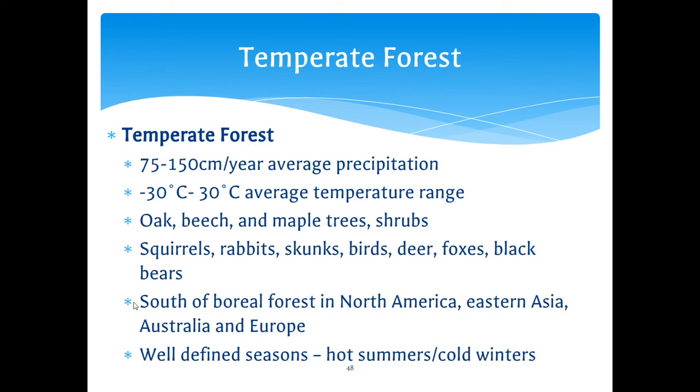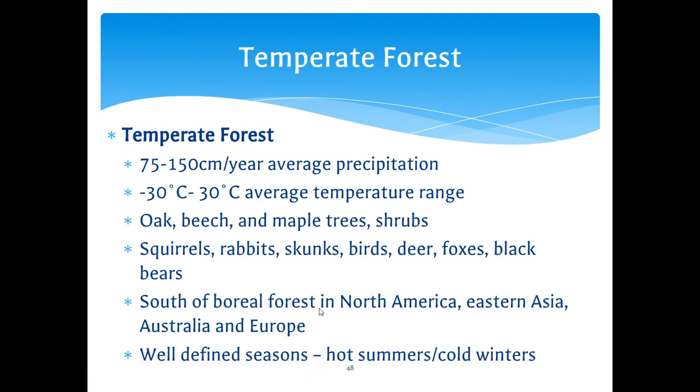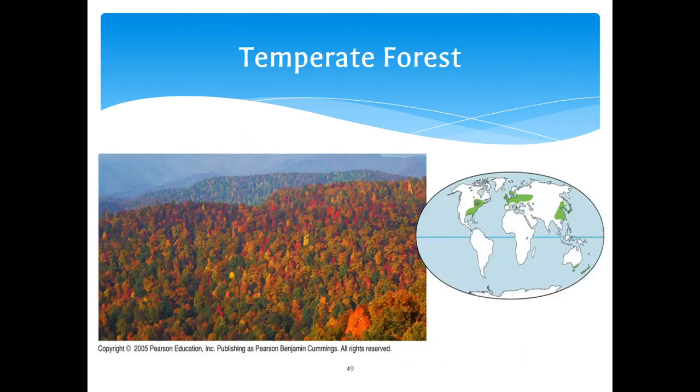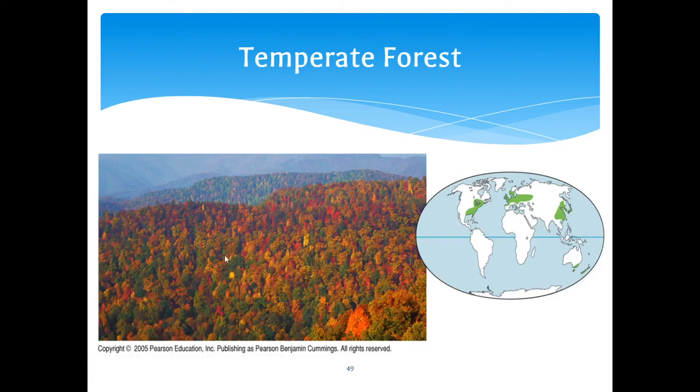So we're starting to encompass quite a few areas with this temperate forest. Well-defined seasons, hot summers, cold winters. Now that sounds like us for sure. So this is what they look like, and you can see those deciduous trees, the leaves are changing, representing fall. So we're going to see a plethora of colors out there. And you look on the map, that's about where we are.